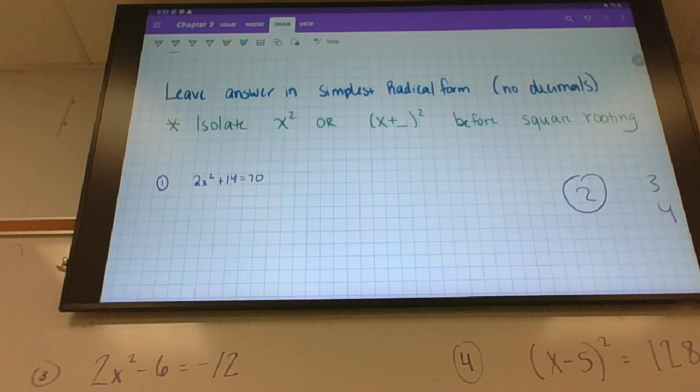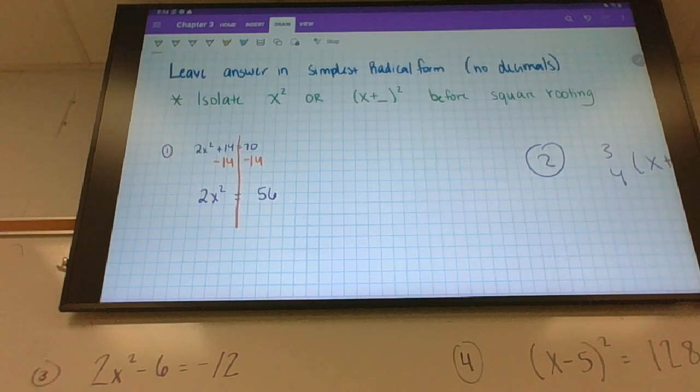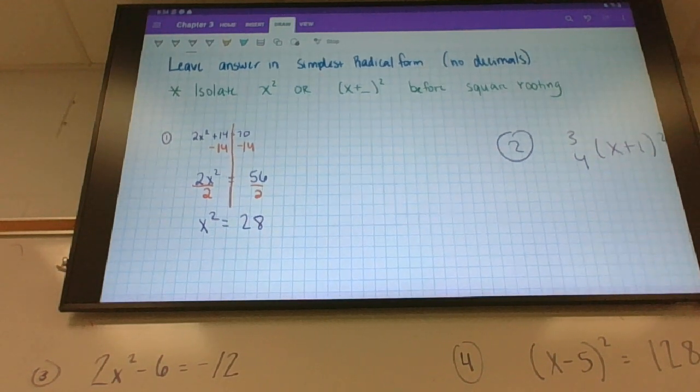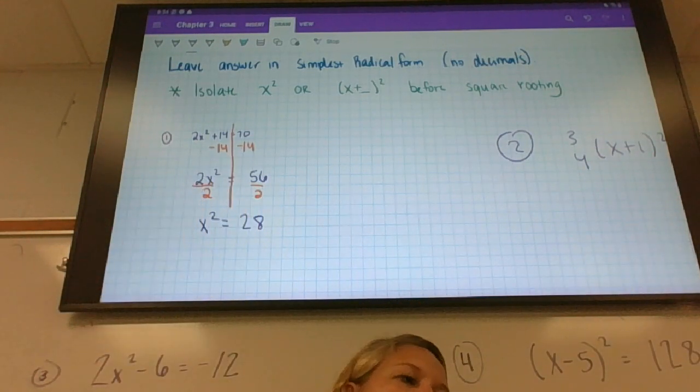So when I look at this problem, I'm going to put a line where the equal is, and I'm going to cancel the 14. And now it's 2x squared equals 56. And then I'm going to divide by 2. And I get 28. Everybody give it 28. Correct. Right now you're doing this number one right here. It is different than what's on the board.